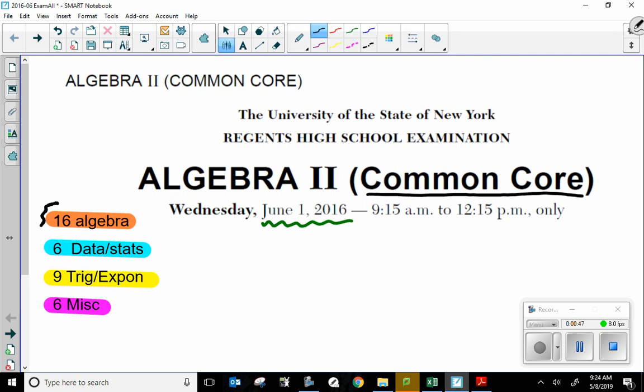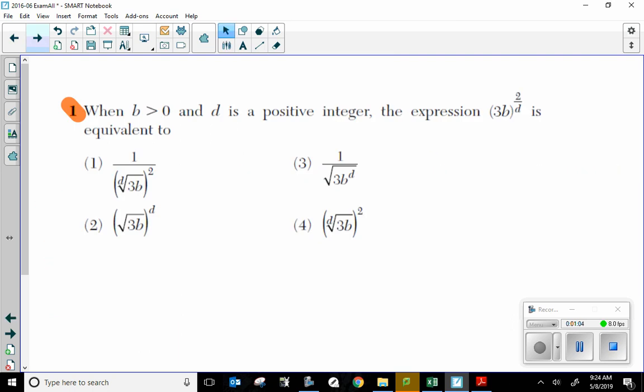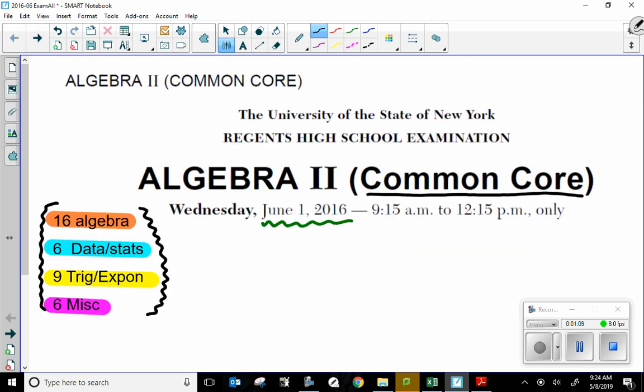This is just for what I do for my class, okay? I try and figure out how many problems deal with algebra, data or stats, trig or exponentials, or just general miscellaneous. And they are color-coded. So as I move forward to problem 1, you'll see that this is highlighted in orange. So that's something that I would have categorized as pretty much an algebra problem. All right? So without wasting any more time, let's move forward and do some math, okay?